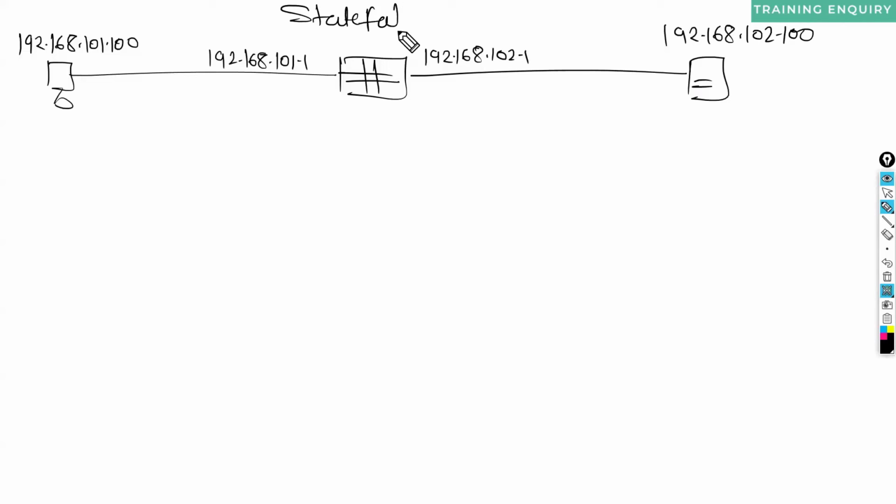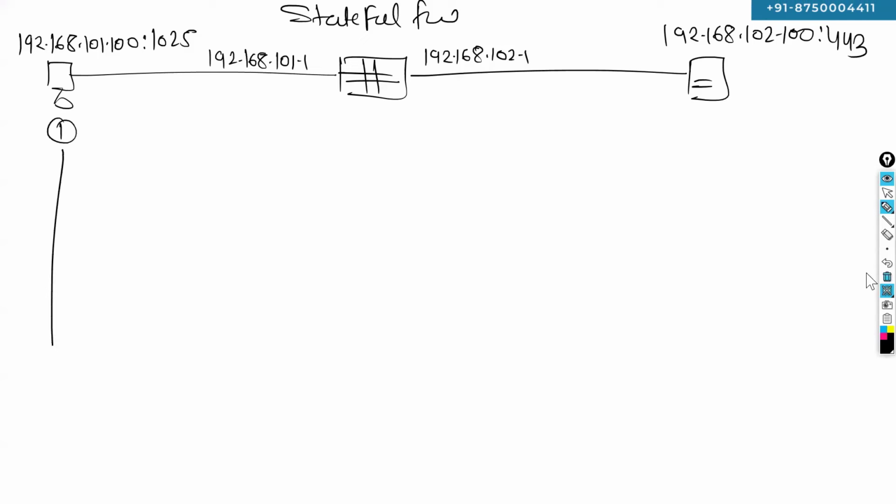Stateful firewall. Now, this PC will generate a packet. This PC wants to communicate with the server. So the PC will use a dynamic port and it will hit the server port number 443. First step, the PC will generate a packet here.